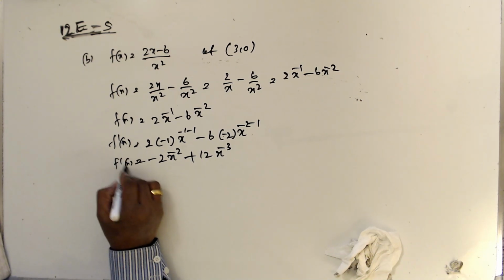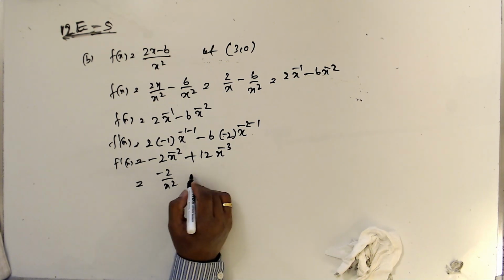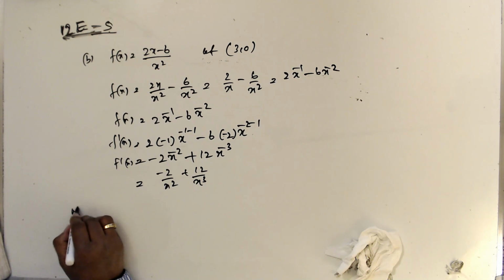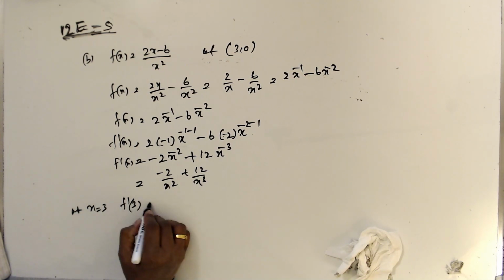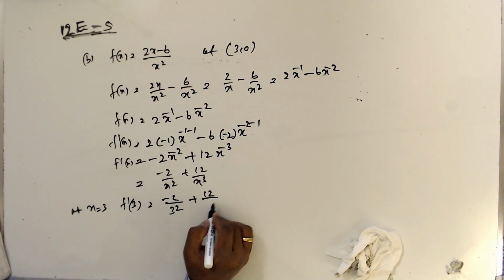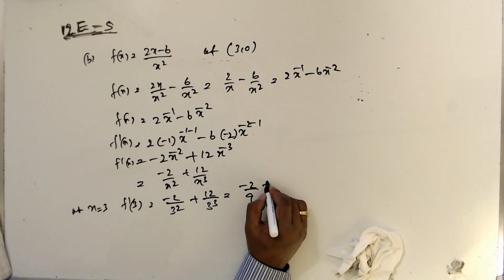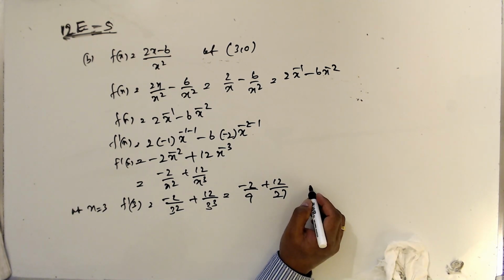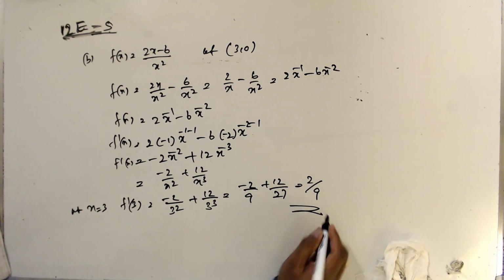f dash x is minus 2 over x squared plus 12 over x cubed. At x equals 3, f dash 3 equals minus 2 over 3 squared plus 12 over 3 cubed. So this is minus 2 over 9 plus 12 over 27. The answer is 2 over 9.